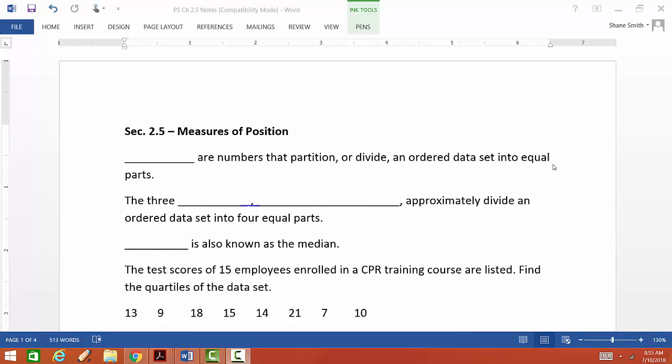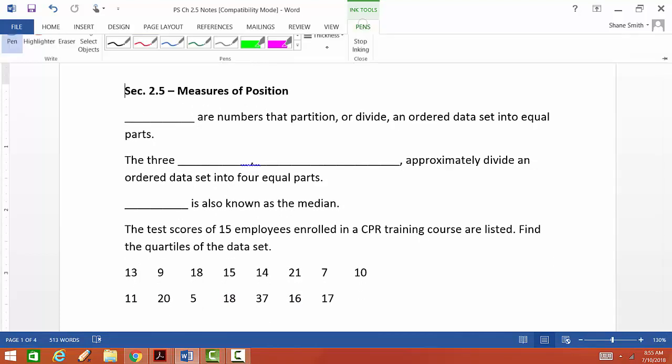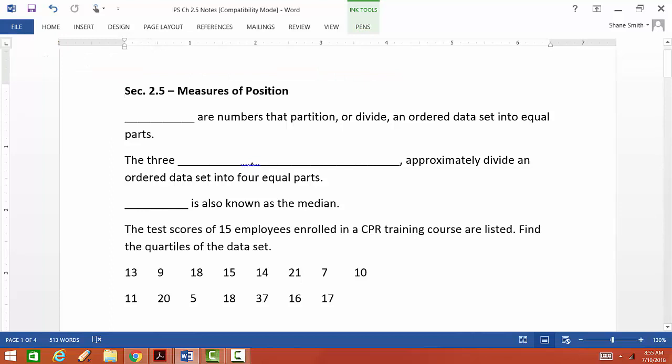And you're probably familiar with many of these measurements before, but we're going to talk about them in more detail, and you'll probably understand how they're used more. Or you may even see how they're incorrectly used sometimes. So the first type of measure of position we're going to talk about is a fractile. And fractiles are numbers that partition or divide an ordered data set into equal parts.